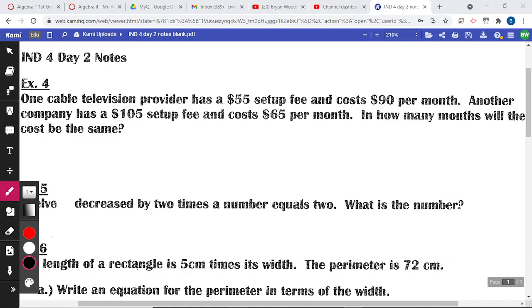Okay, guys, time for more story problems. I know you're thrilled, so let's get right to it. This is indicator 2, day 2, and here's the first problem we're going to look at.